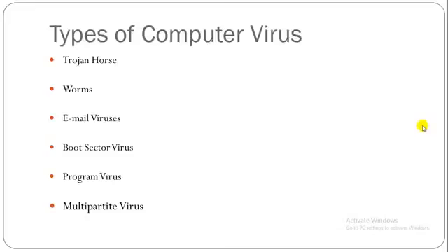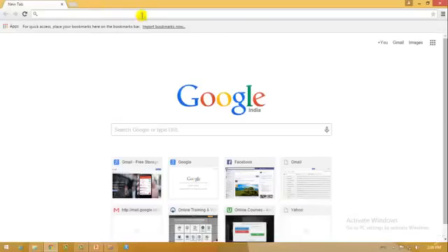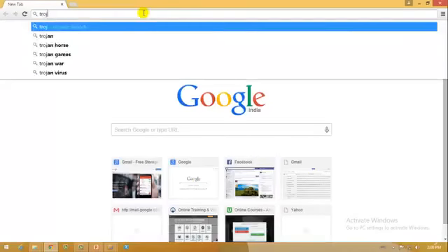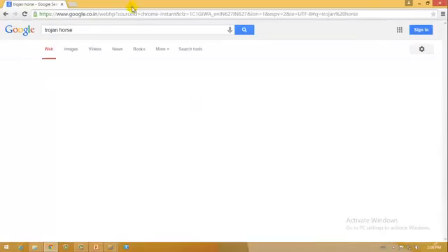So these are the types of computer viruses. The first one would be the Trojan horse. Trojan horse is mostly famous from Troy, in the Greek. I'll just go ahead and show you something. So I'll just open my Google and I'll show you Trojan horse, as to why it is named Trojan horse.